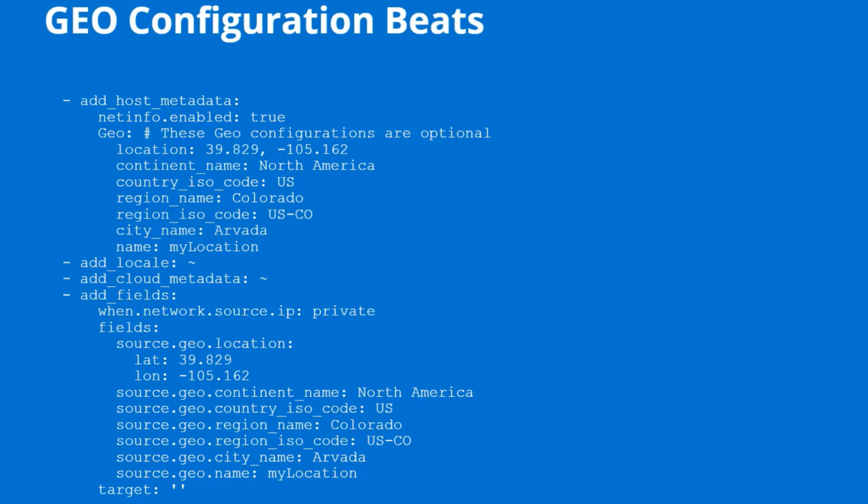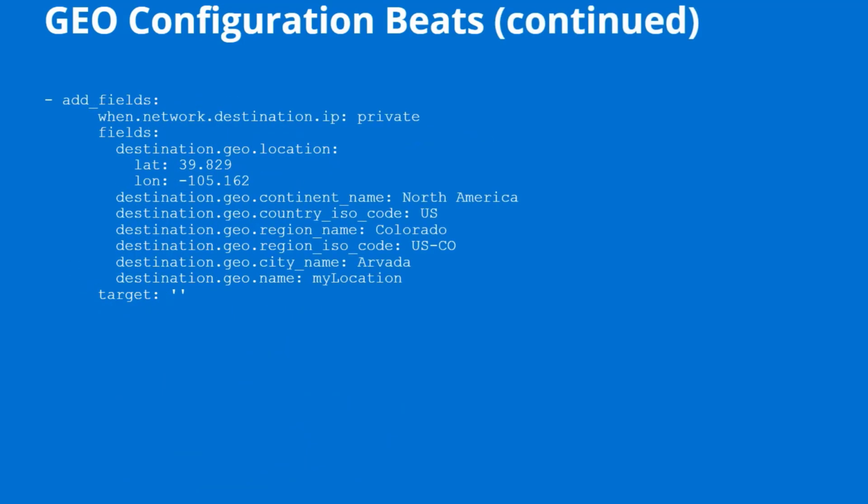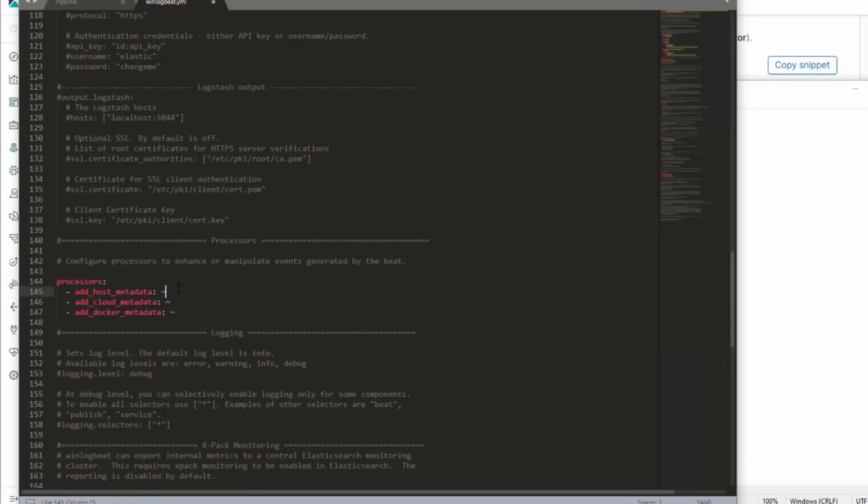host metadata into it. So one of the things I did is I went to a website and looked up my longitude and latitude based on my house address. Then I filled in the location by latitude and longitude, the address, the region name. I live in Colorado. My city is Arvada. And this isn't really my house, it's pretty close to it. But anyway, this is additional information that we're enriching and providing into Elasticsearch.